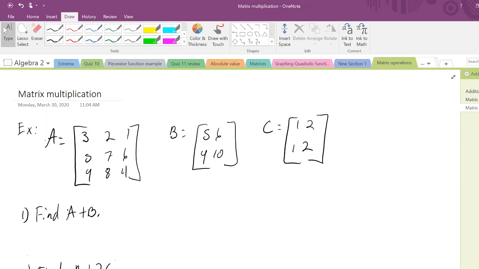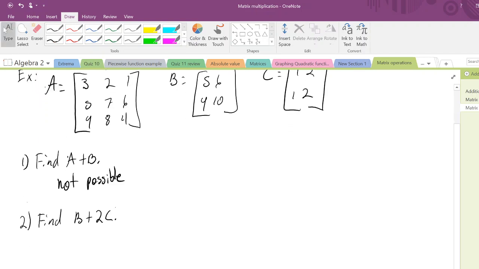So it says have A, which is a 3 by 3, B is a 2 by 2, and C is a 2 by 2, right? And the first one's telling me A plus B. So we know this is a 3 by 3, and this is a 2 by 2, and this is a 2 by 2. All right, so A plus B, can I add two matrices of different dimensions? No, so all you have to say is not possible.